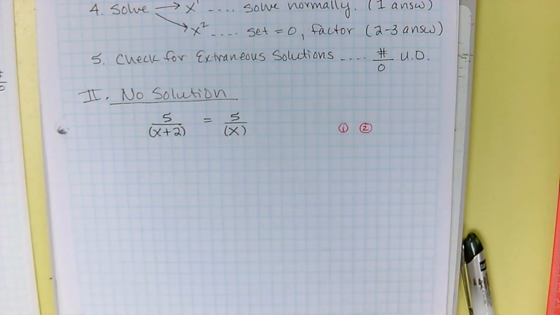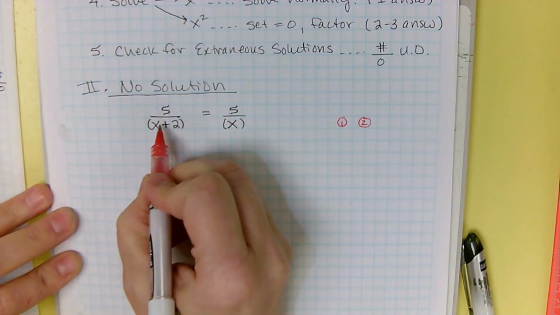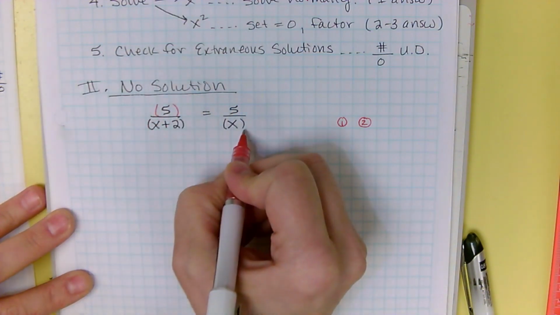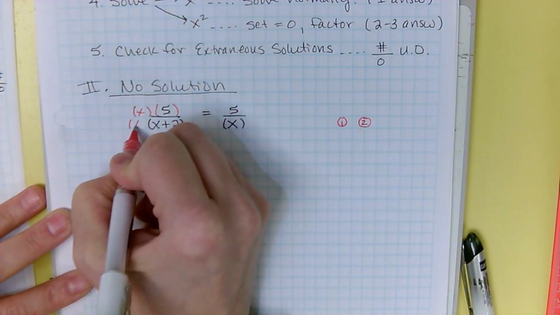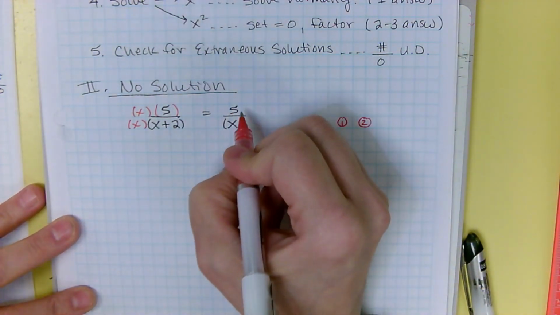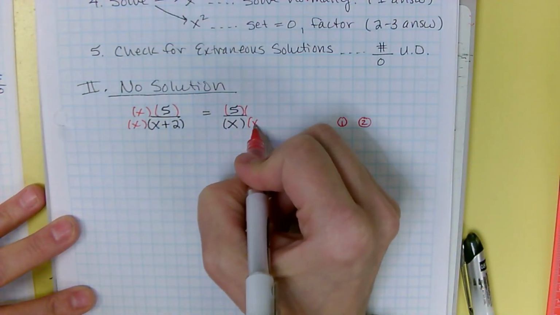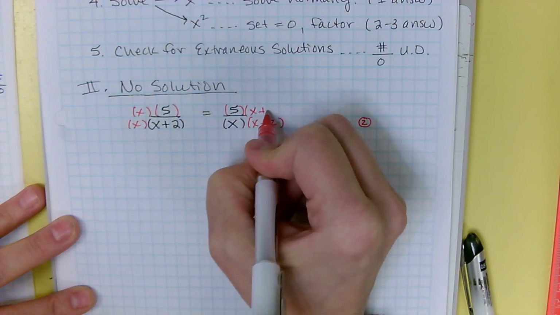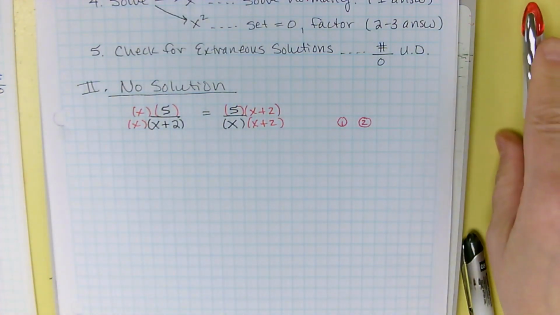All right, step 2, get the lowest common denominator. So you're going to multiply by the missing factor over itself with the goal that the bottoms match. So the left-hand fraction is missing a monomial x, so we multiply by x over x. The second half, the right half, is missing an x plus 2 factor, so we multiply by x plus 2 over x plus 2.